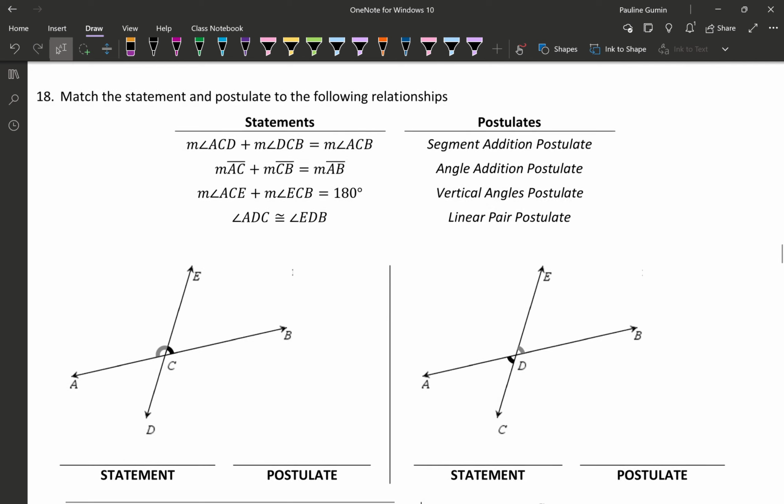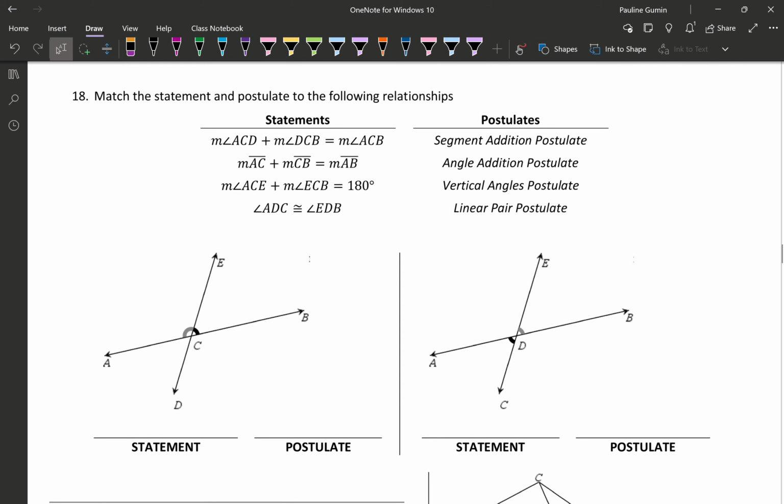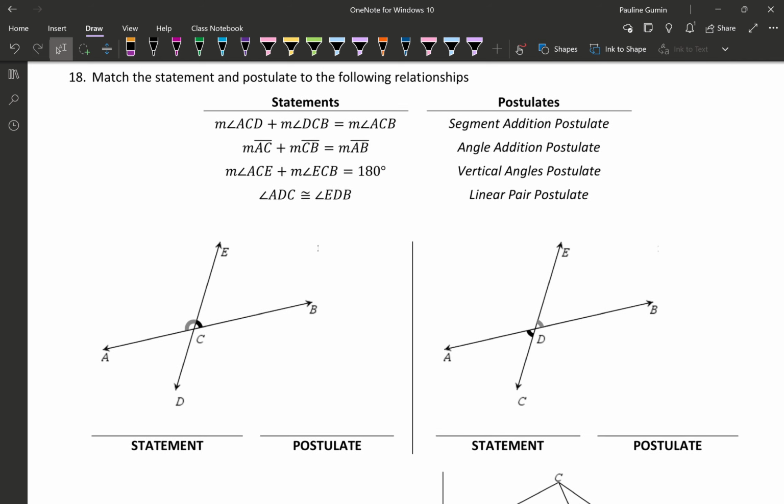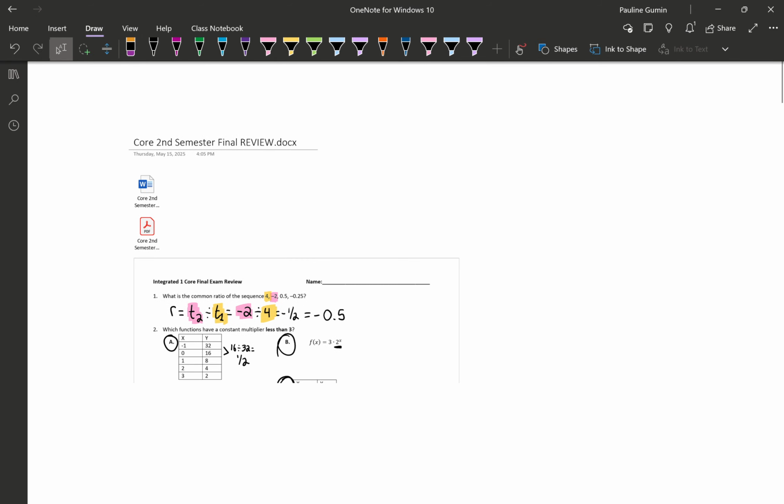All right, next unit. Let's match the postulate to the following relationships. All right, let's take a look. Let's start with the postulates.